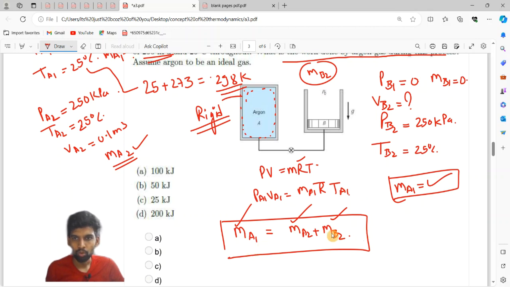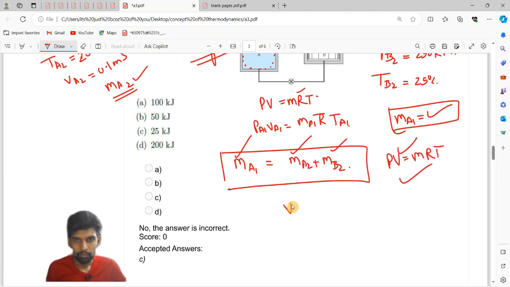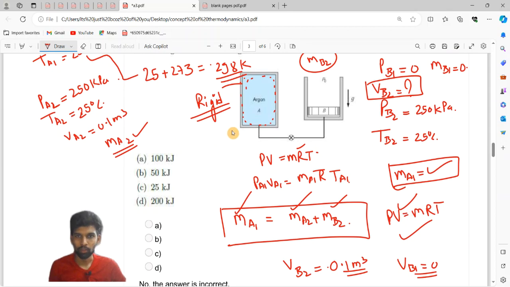Okay, so we know from the ideal gas equation, that is PV is equal to mRT. Writing this equation in terms of mass for each of the states, we will get a volume for state 2. So once you substitute the values, you will get VB2 as 0.1 meter cube, and VB1 is 0 because initially it is at the bottom, that's why it is 0. And since this tank is rigid, the gas cannot do any work on this tank.